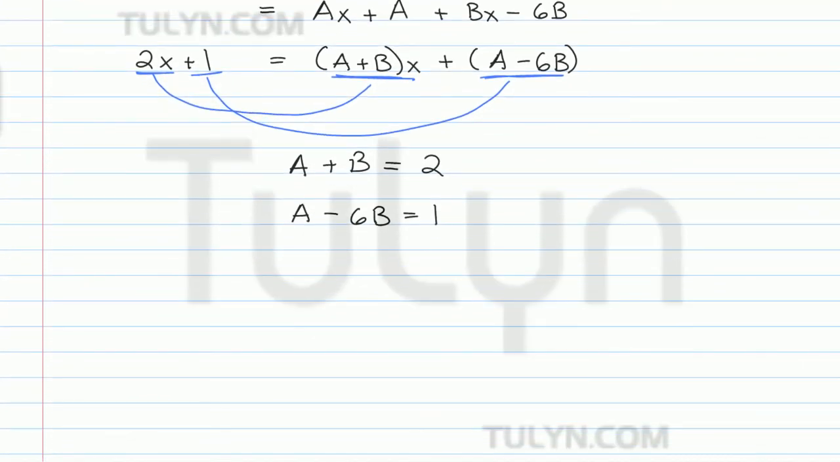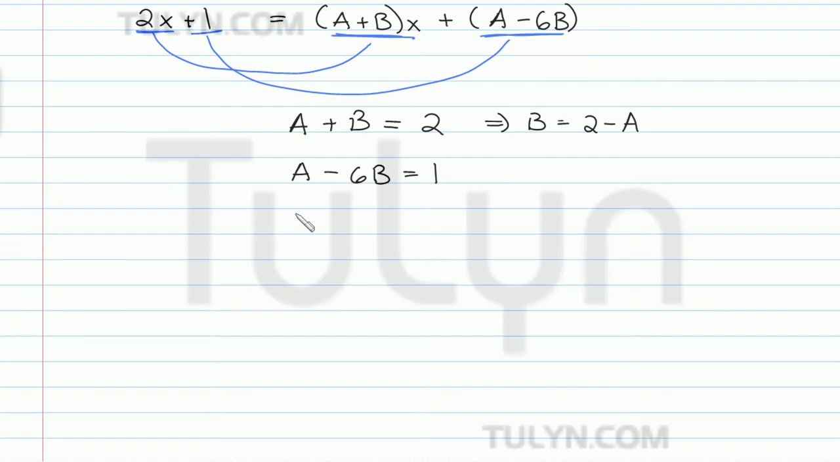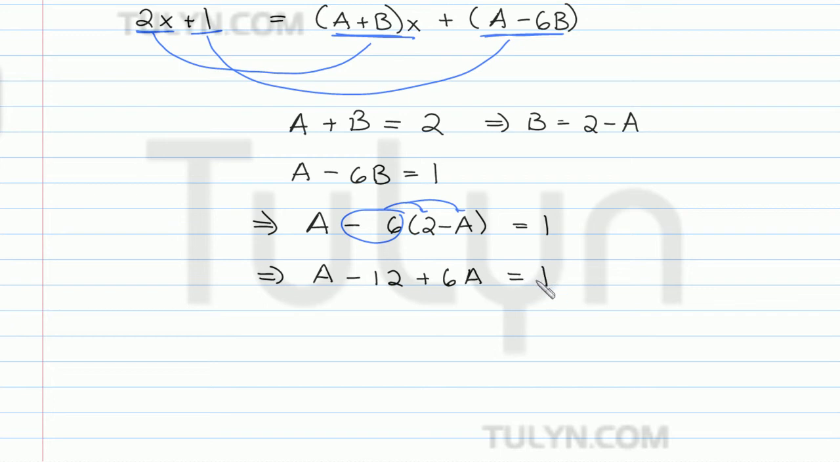So what we can do is use the substitution method. I'm going to subtract an A from both sides of the equation so that B is equal to 2 minus A. Now since we know what B is in terms of A, we can substitute that into the second equation. So A minus 6 times 2 minus A is equal to 1. So I want to distribute this negative 6 into this difference. So we get A minus 12 plus 6A is equal to 1.